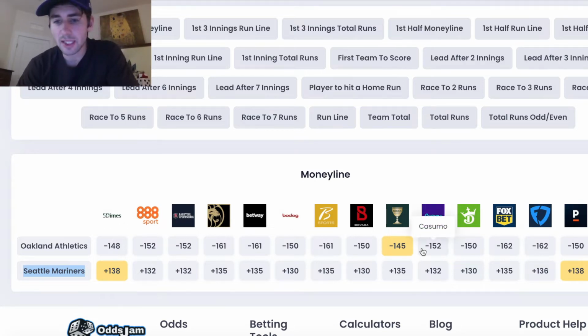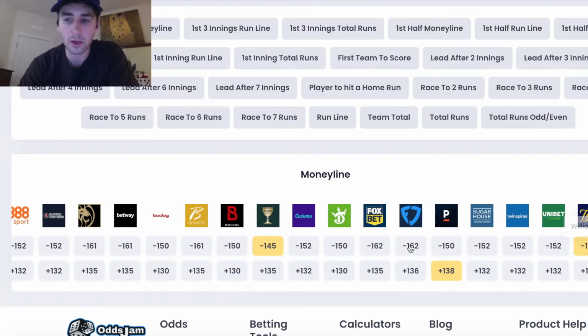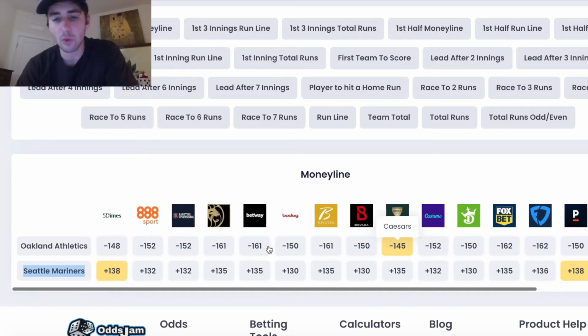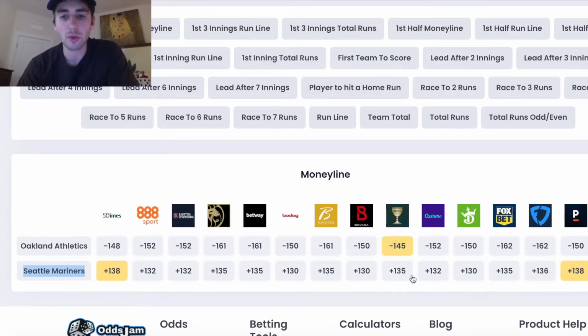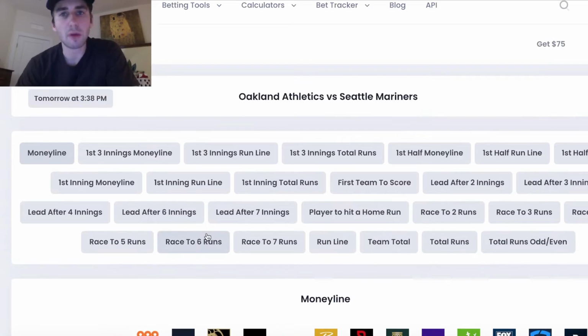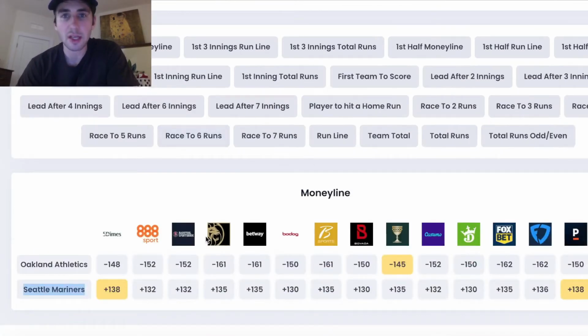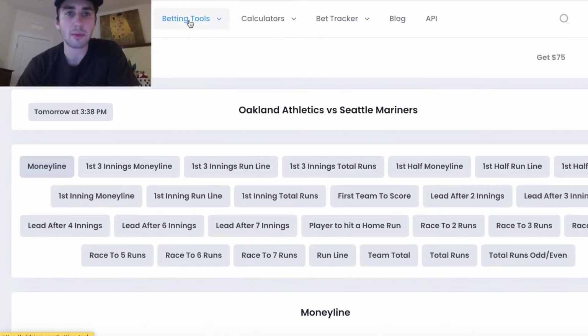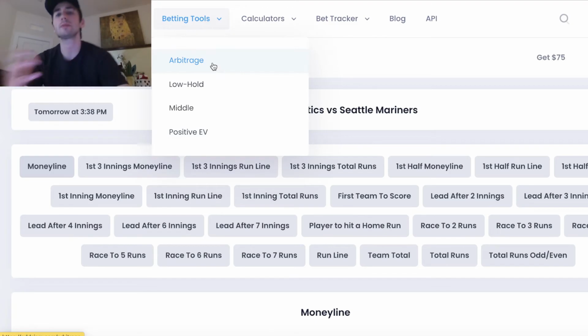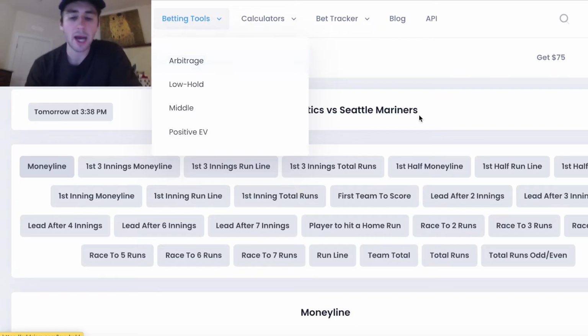Line shopping means you compare odds for all books in your location, and if you want to place a bet, you make sure you have the best possible odds. So if you have multiple sportsbook accounts, you're able to line shop first of all, but second of all, you're able to arbitrage bet, right? That arbitrage bet wouldn't have been available if you didn't have a FanDuel and a BetMGM account.